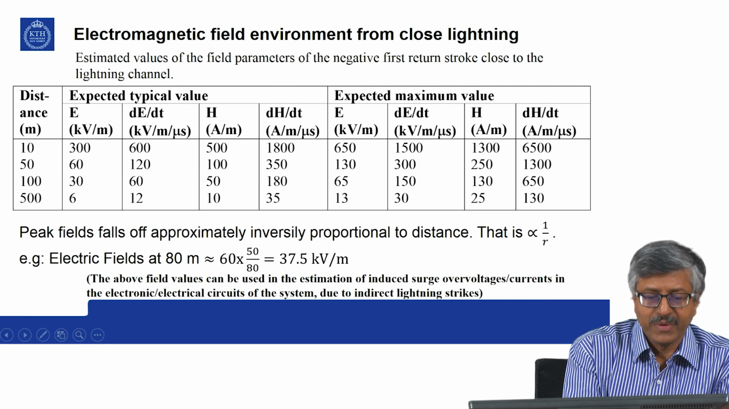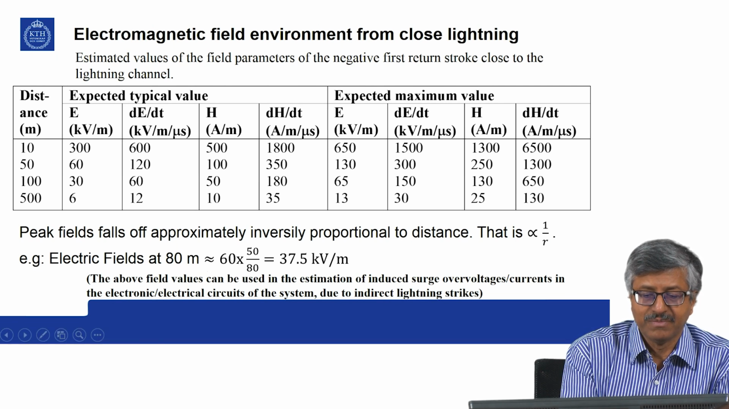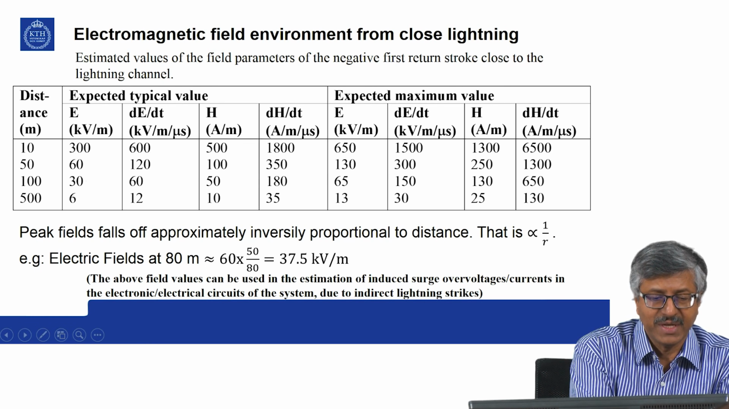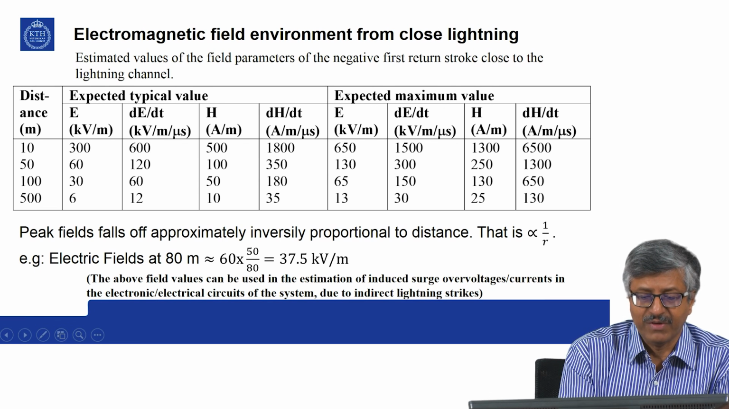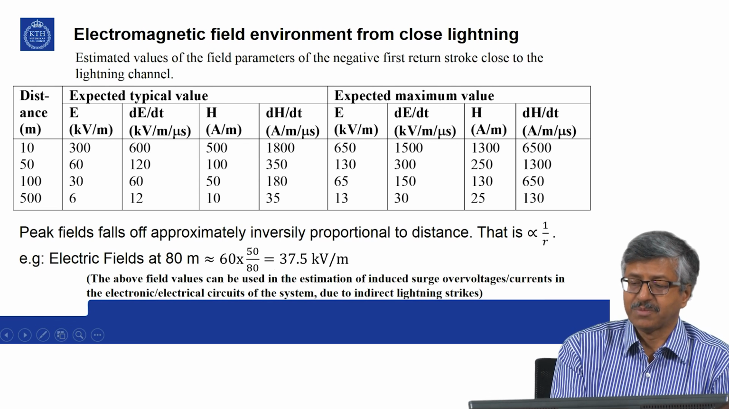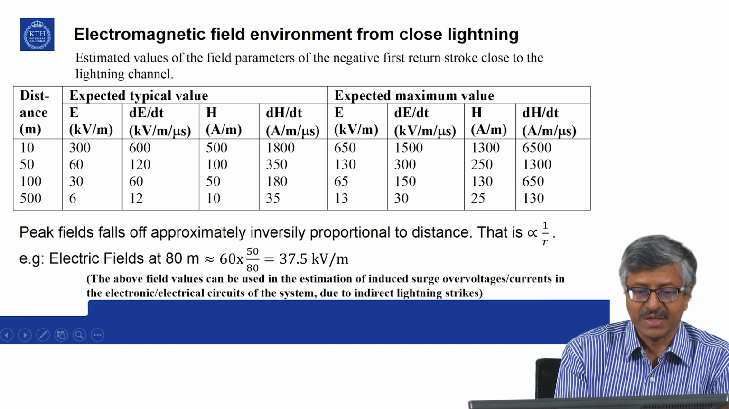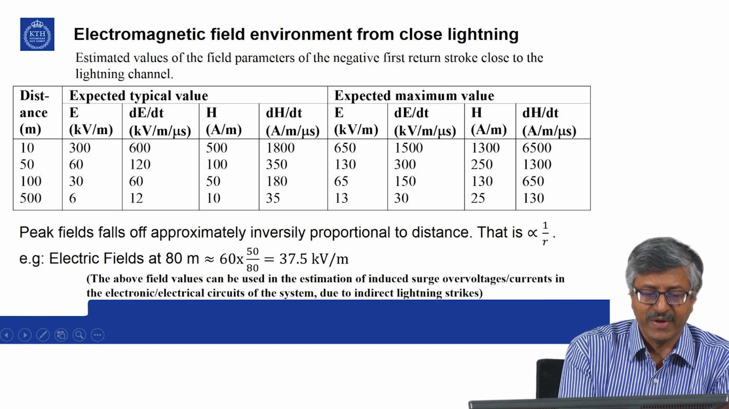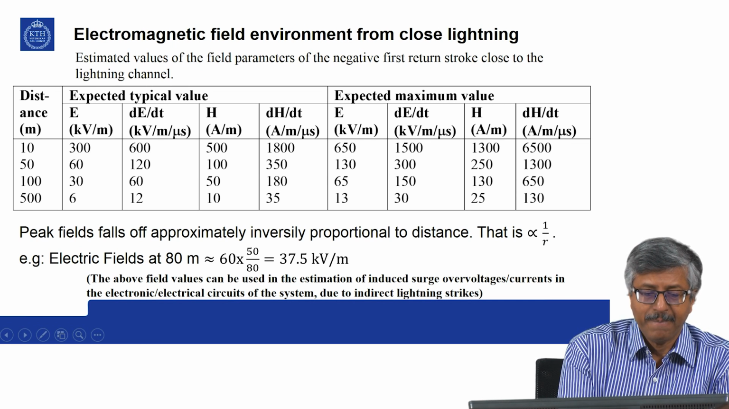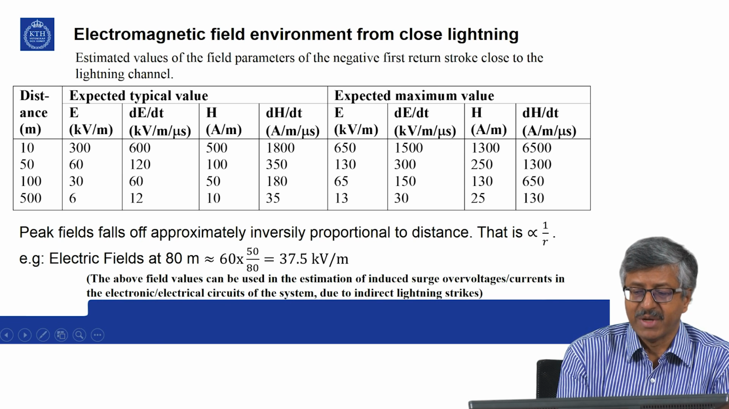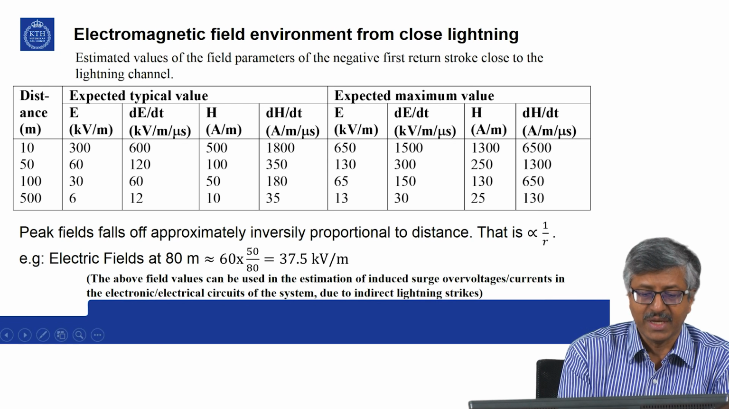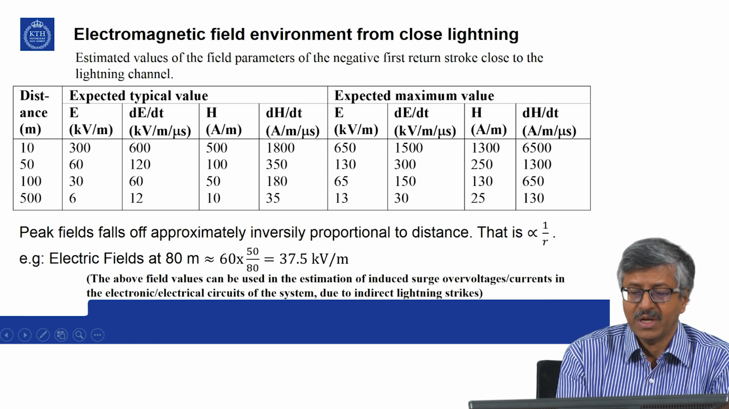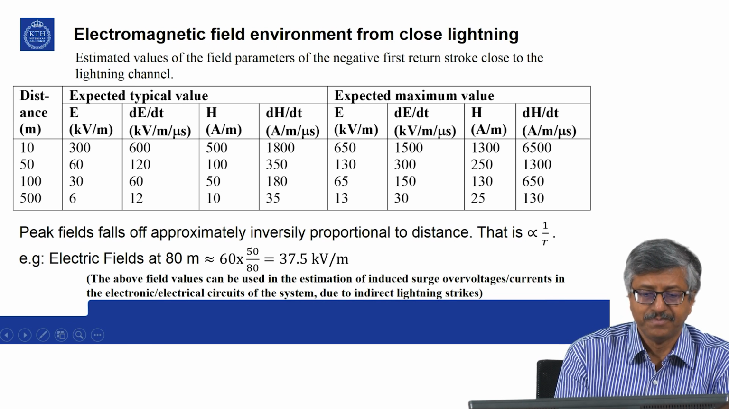Say for example, electric field at 80 meter, then you will determine like, okay, you have it at 50 meter 60. So, 60 into 50 by 80 because of this proportion. So, 37.5 kV per meter. So, likewise you can determine the field peaks, and this is approximate, each lightning is different. The above field values can be used in the estimation of induced surge or voltage currents in electrical circuits of the system due to indirect lightning strikes.